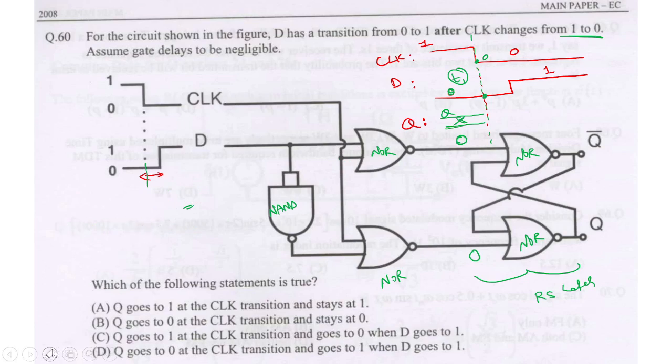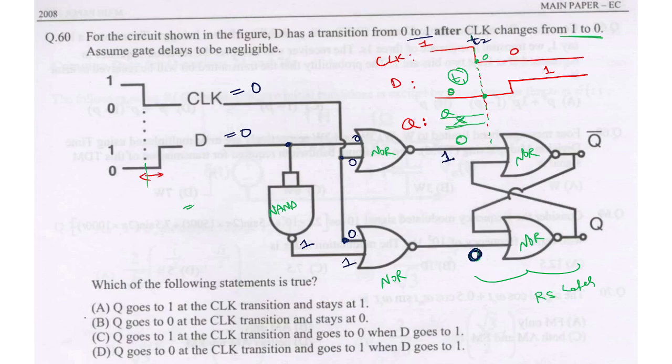Now what is our value? Clock value 0. Let me use some other color. Now clock has also become 0, at time instant T2. Clock equal to 0, D is still 0. D becomes 1 after some time. So D value is 0, clock value is 0. Since D value is 0, this is going to be 1. 0 plus 0 whole complement is 1. 0 plus 1 whole complement is 0.